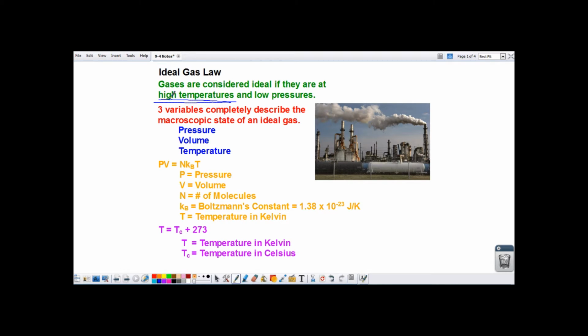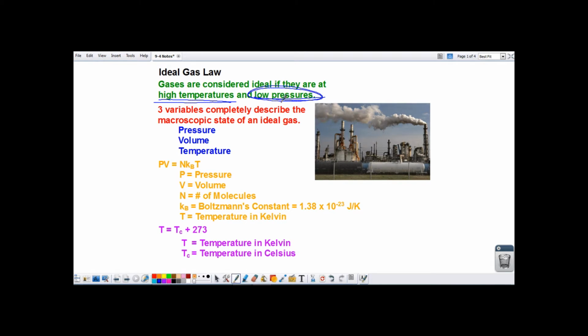It's also considered an ideal gas if it's at a low pressure, and we consider atmospheric pressure to be a low pressure. So right now, if you're sitting in a classroom, got air, that air is an ideal gas. It's at room temperature, which is high enough, and it's at atmospheric pressure, which is low enough.